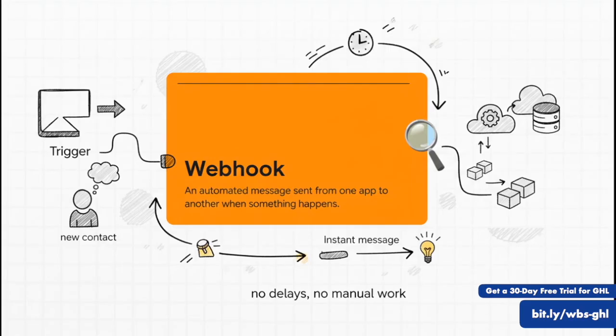Don't let the techy-sounding name throw you off. It's actually super simple. At its heart, it's just an automated message. When something happens in GHL, like, say, a new person fills out one of your forms, the webhook acts like a little digital messenger that instantly zips over to your other app and says, "Hey, we just got a new lead." It's that simple. No waiting, no manual effort.